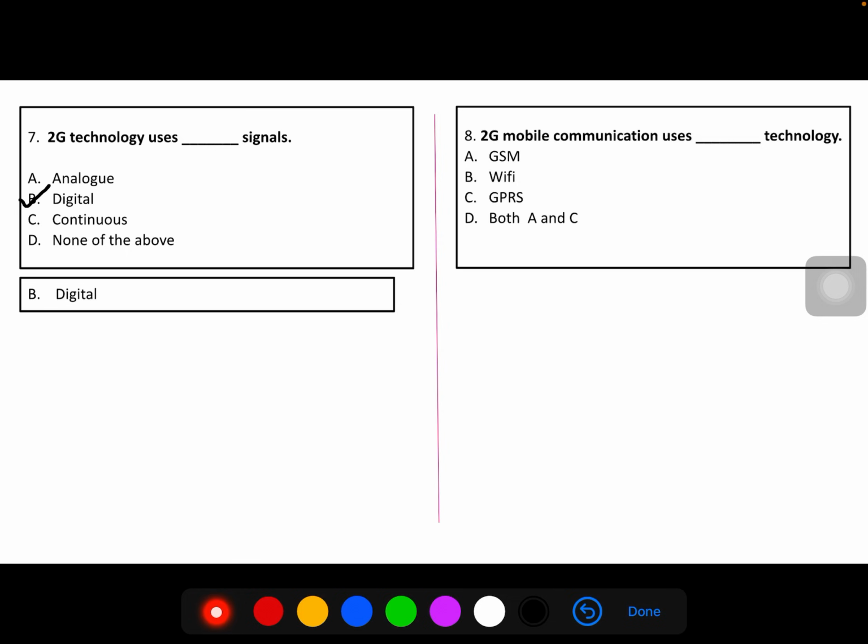Next question. 2G mobile communication uses dash technology. Under 2G, GSM came first, and with some add-on features, it became 2.5G with GPRS as one of the most common technologies used. So GSM and GPRS both are part of 2G. So the correct option is both A and C.